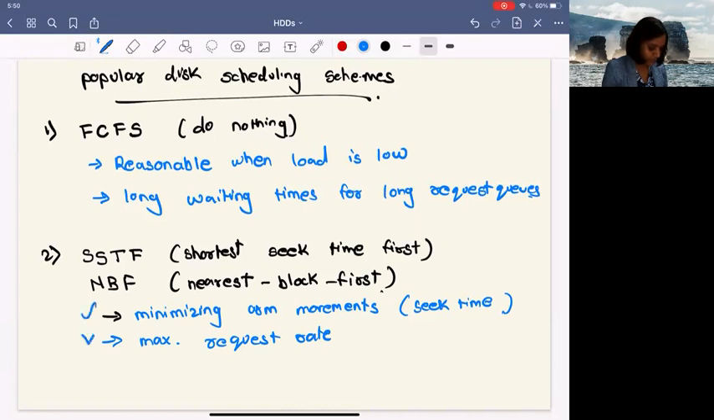Now, these are both advantages of this scheme, but is there any disadvantage of these schemes? Would it favor a few particular blocks or tracks more over a few others? Think a bit. Yes, there is obviously a disadvantage.